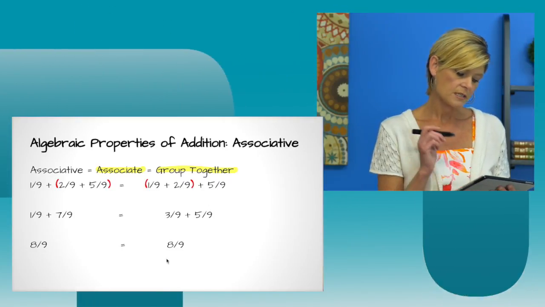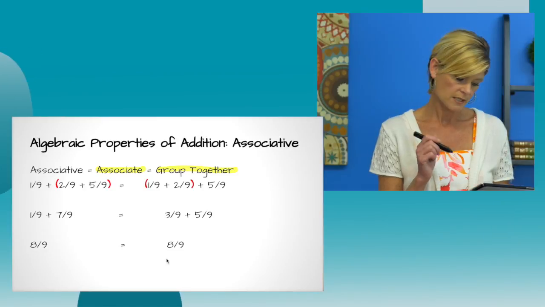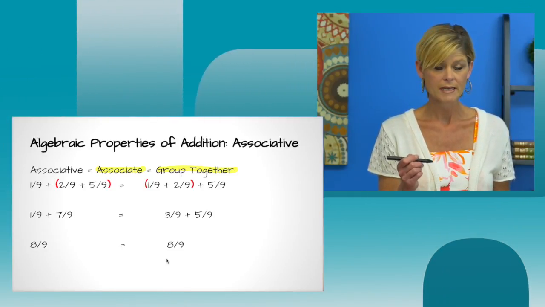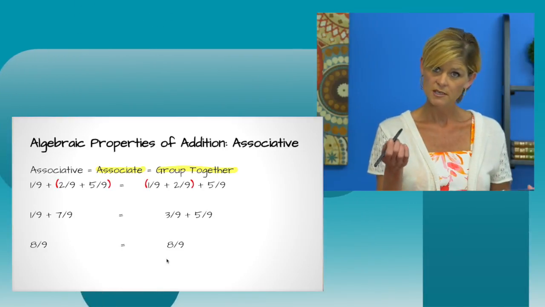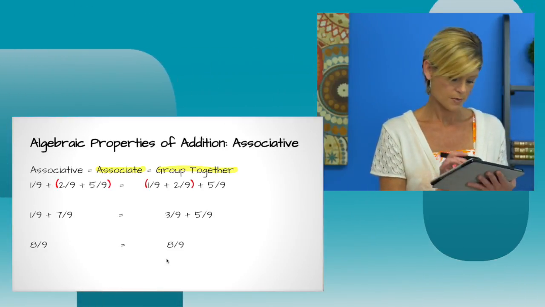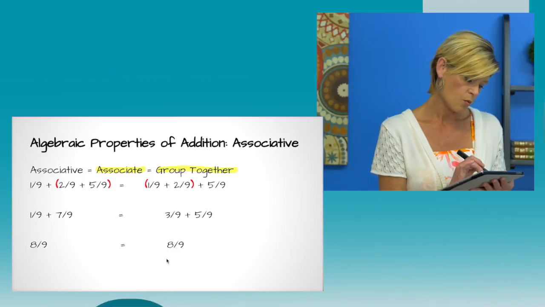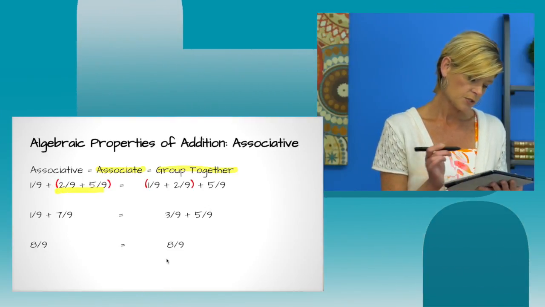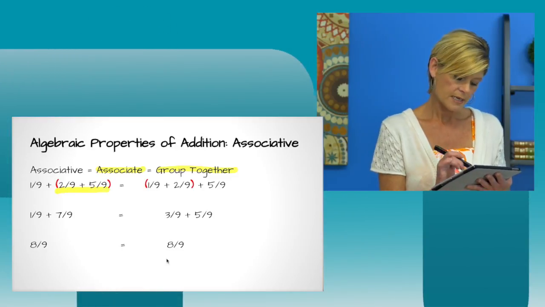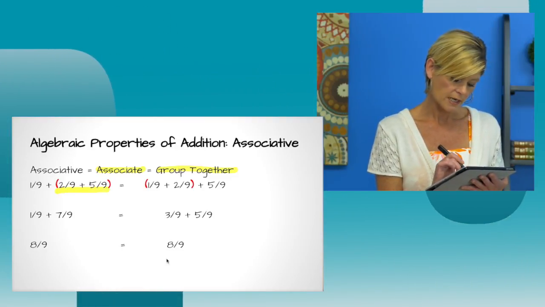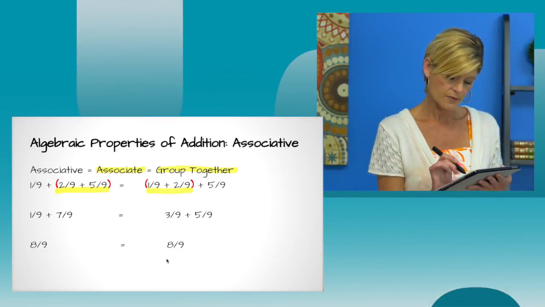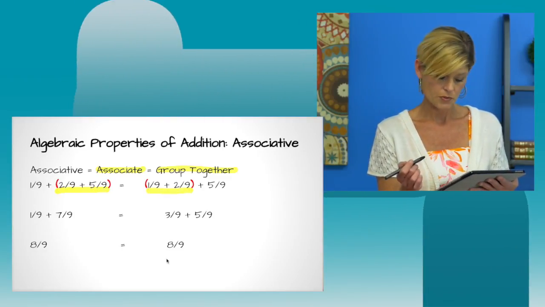Basically, what the associative property of addition tells us is that however we group numbers together when we're adding will not affect their sum. So let's take a look at this one with some actual numbers. The first one we have is 1/9 plus, and then I have grouped here 2/9 plus 5/9. And now on this side of the equal sign, I've switched it to where I've grouped 1 over 9 plus 2 over 9, and the 5/9 is added on after that.